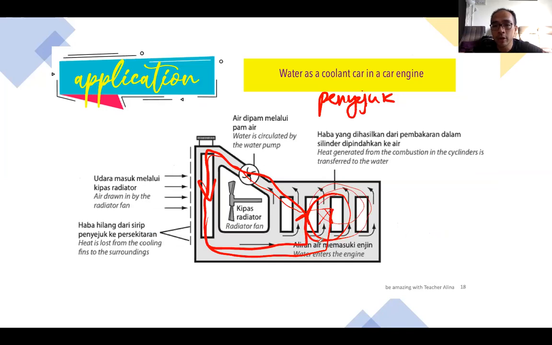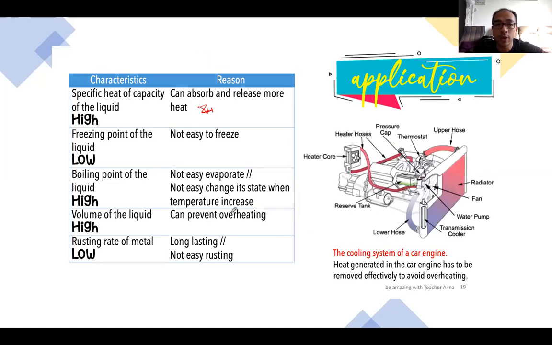bila cecair itu sudah menjadi panas kan, then dia mendidih. Okay, boil inside the car engine, it's not good sign for your engine. Okay, which is why we generally use water because the boiling point of the liquid is high. The car engine doesn't go up to 100 degrees Celsius or even if it does, it doesn't heat up the water until 100 degrees Celsius. Okay, so it's good enough.